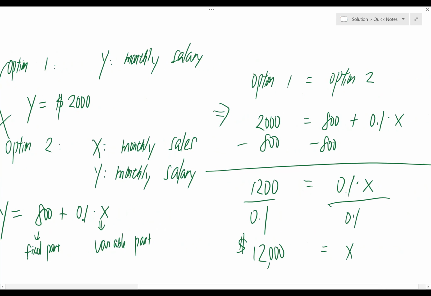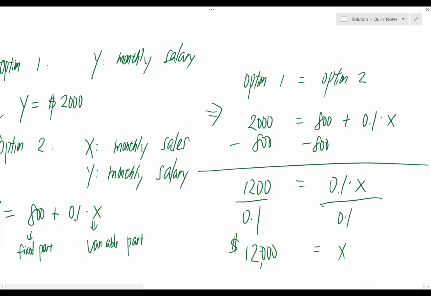So it's totally up to you. But at this point, you get a better idea. You just have to have sales of $12,000 to have the equal monthly salary under both options. But if you can sell more, generate more monthly sales, then you will make more money in terms of monthly salary. Okay, so any questions on this?